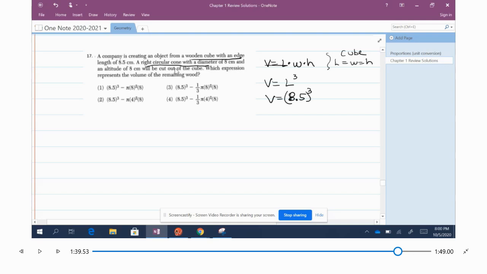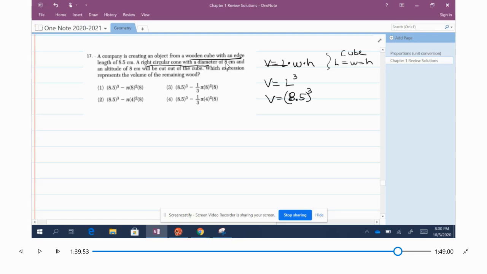So basically, they're trying to find out for the cone, did you use the 1/3 pi r squared h. So this would be if you treated it as a cylinder. Okay, so 1 and 2 are out.